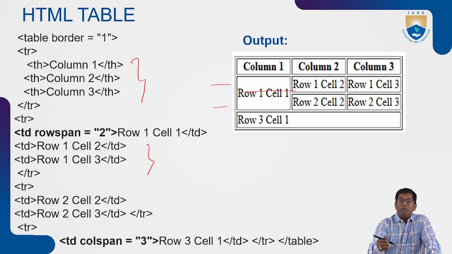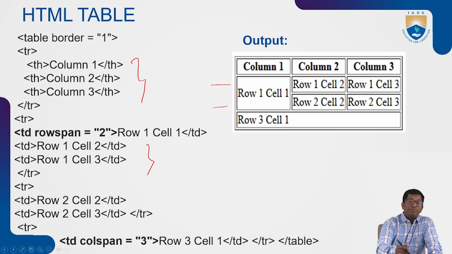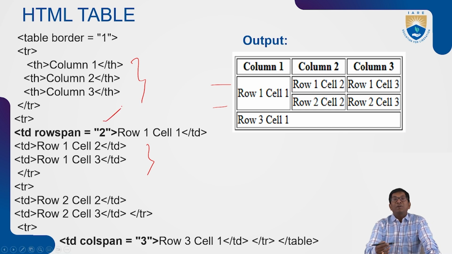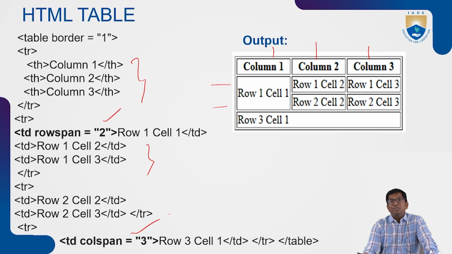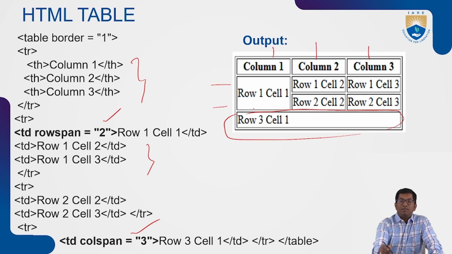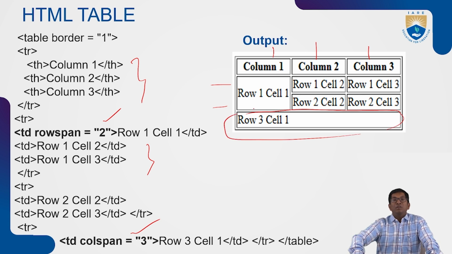Actually division is there, but here we merge these 2 rows by using a row span. Row span is equal to 2. So if we want to merge 3 rows, then you have to specify row span is equal to 3. Here we have 3 columns, 1, 2, 3. If you want to merge the 3 columns, then you have to use col span is equal to 3. So it will merge the 3 columns and convert into a single cell, right? So that's about row span and col span.